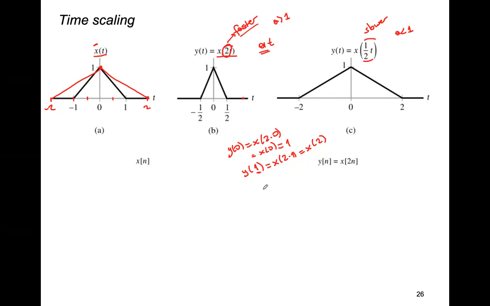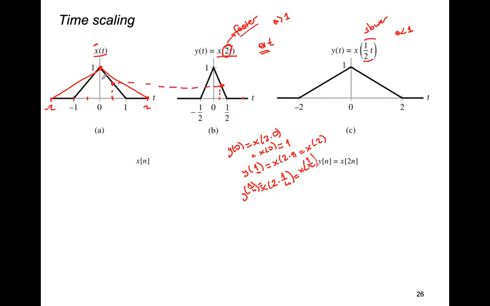How about y of 1 over 4? That means I'm trying to find out the value of my y signal at 0.25 seconds. What is it? 2 times 1 over 4 is equal to x of 1 over 2. What was x of 1 over 2? Here it was. Now I'm going to find out 1 over 4. It is the same signal, right?